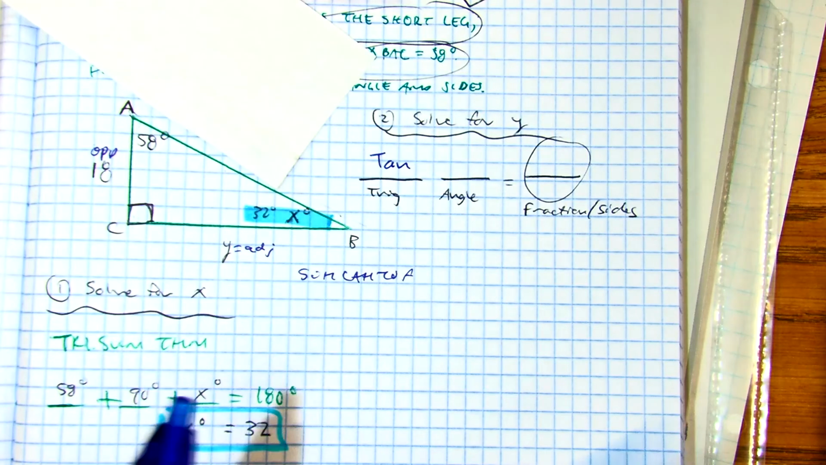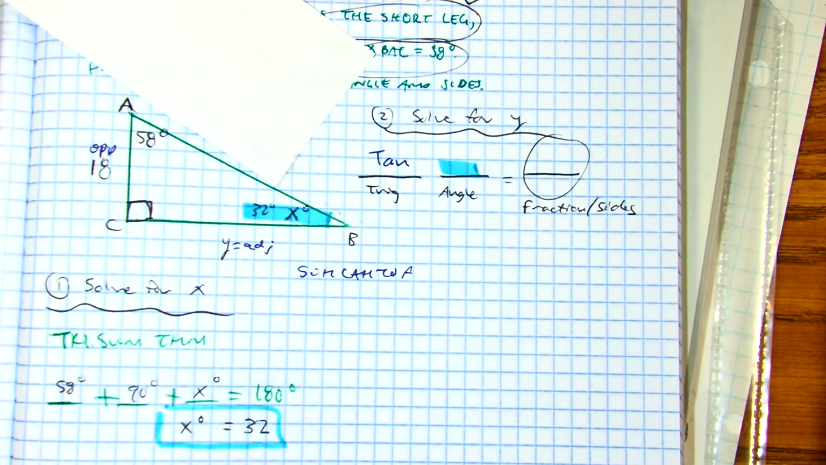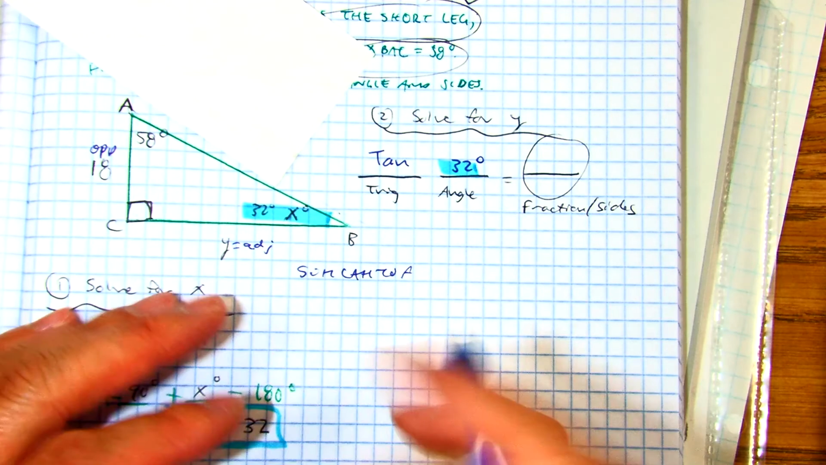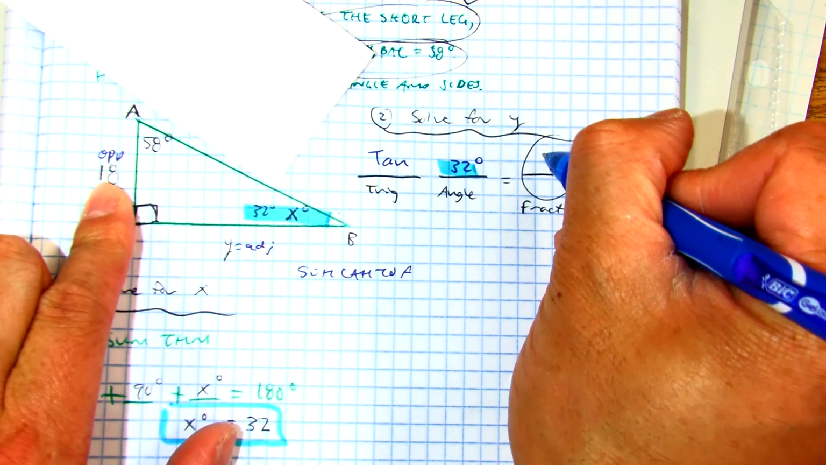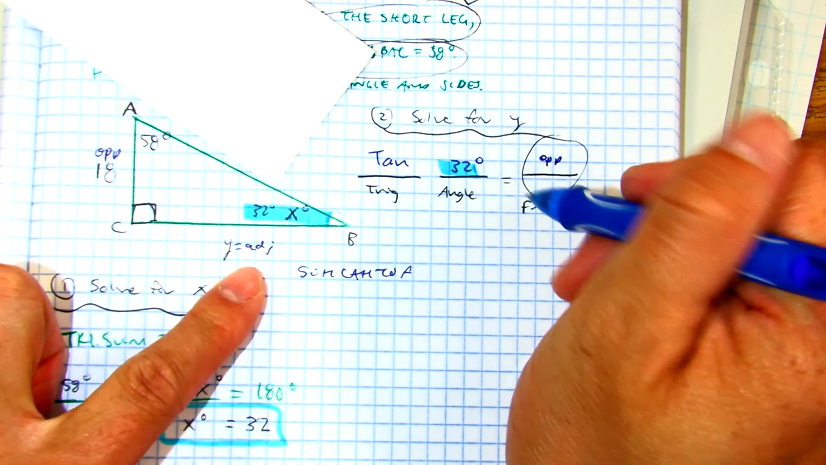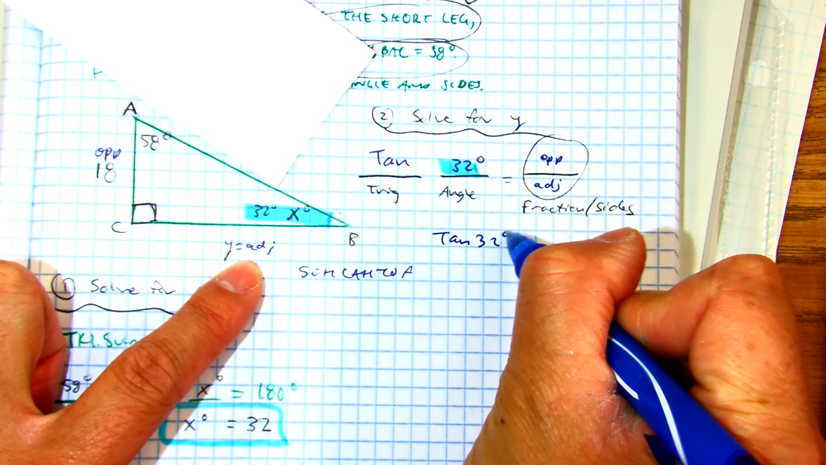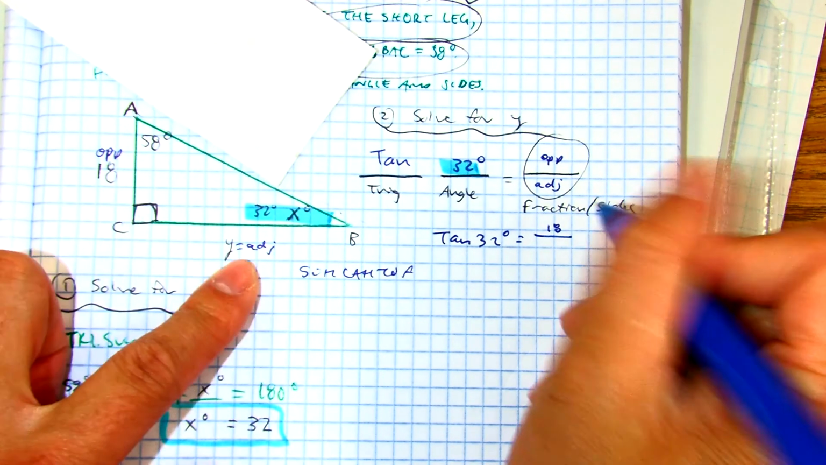Now, yesterday we learned that you could have used 58 degrees, totally fine. I'm just using 32. And you'll recognize that although our problem looks slightly different, you're actually going to get the same answer. So opposite side over the adjacent. Then I have tangent of 32 equals 18 over Y.